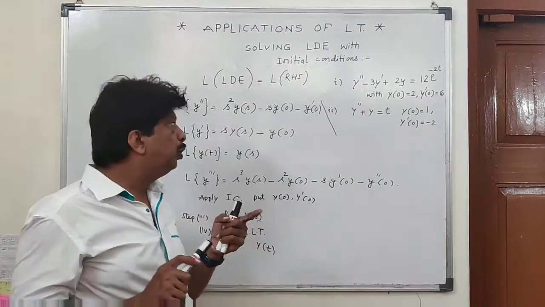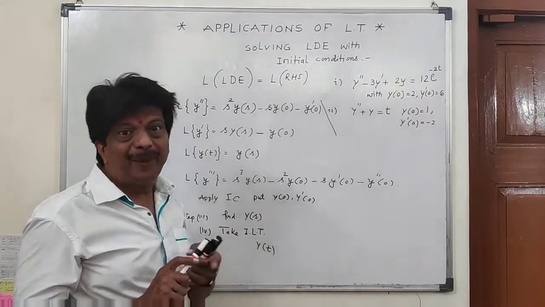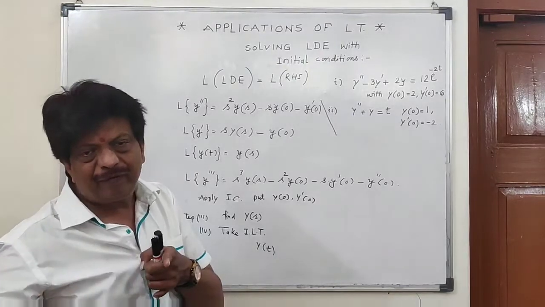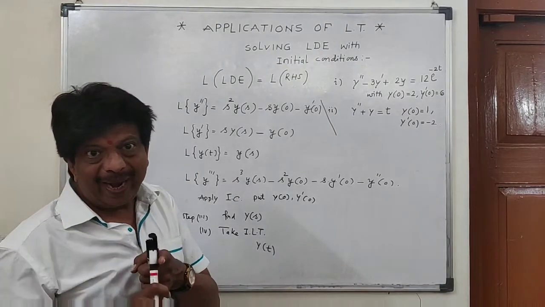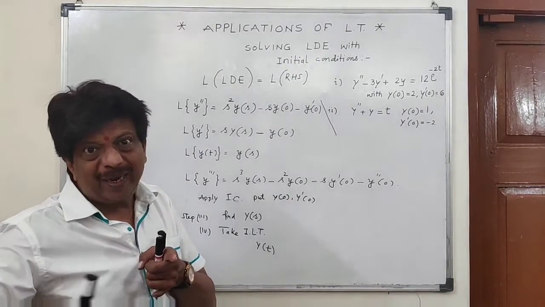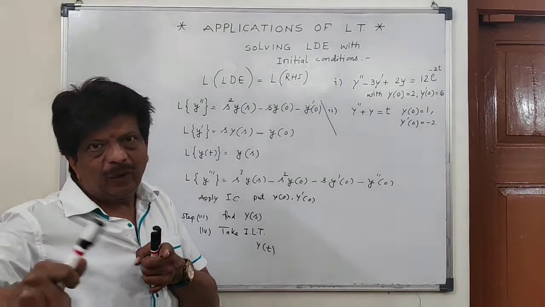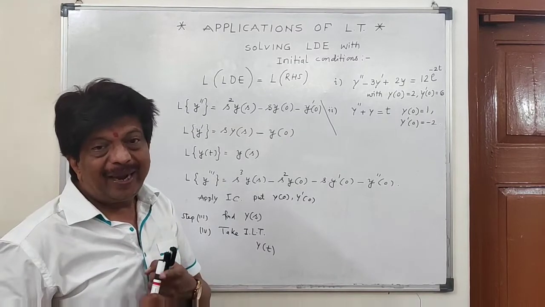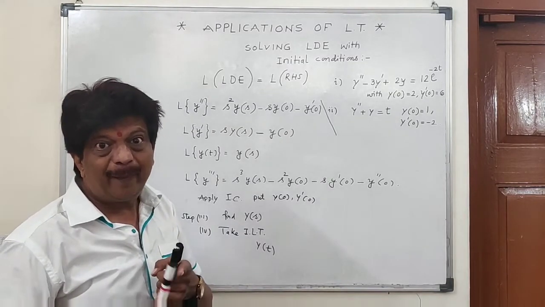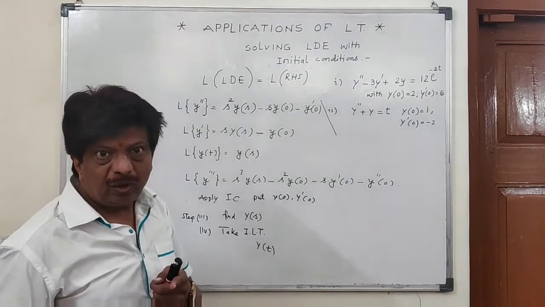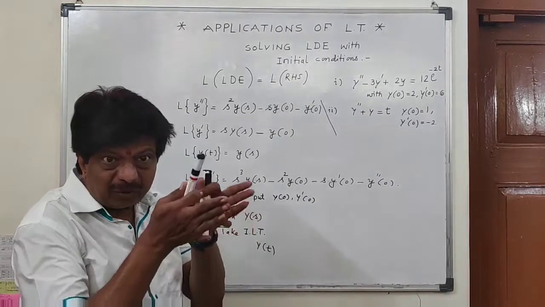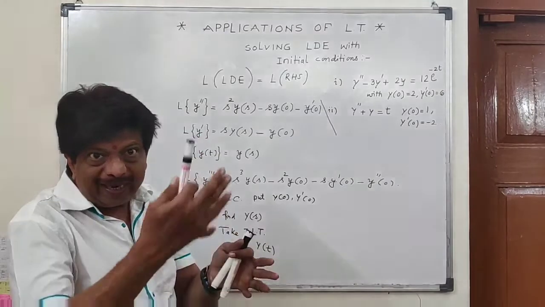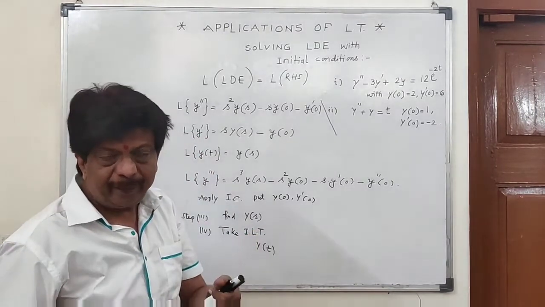So, you need to remember these formulae: Laplace transform of derivatives. Laplace transform of y of t is y of s, y dash of t is s y of s minus y of 0, y double dash is s square y of s minus s y of 0 minus y prime of 0, and so on. You need to know the Laplace transform of the derivatives, number 1. You need to know the Laplace transform of the right hand side, some elementary functions, their formulae, number 2.